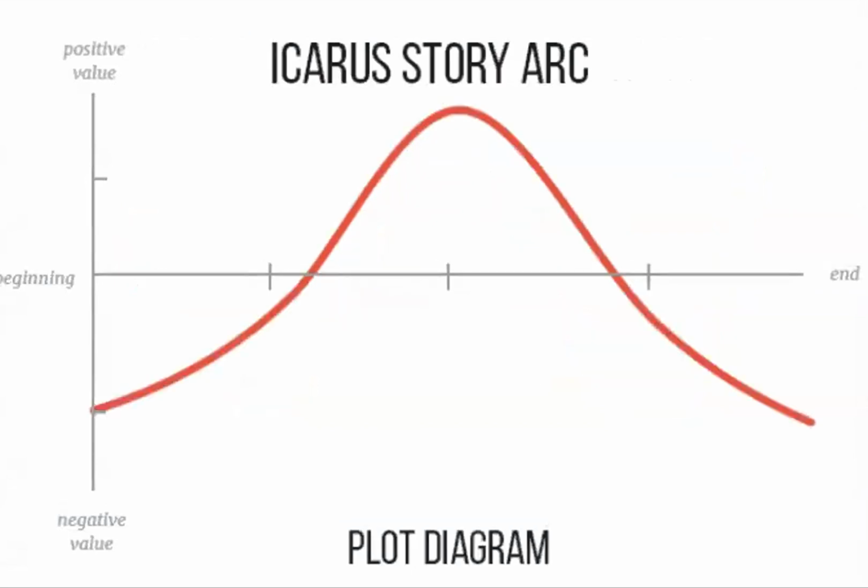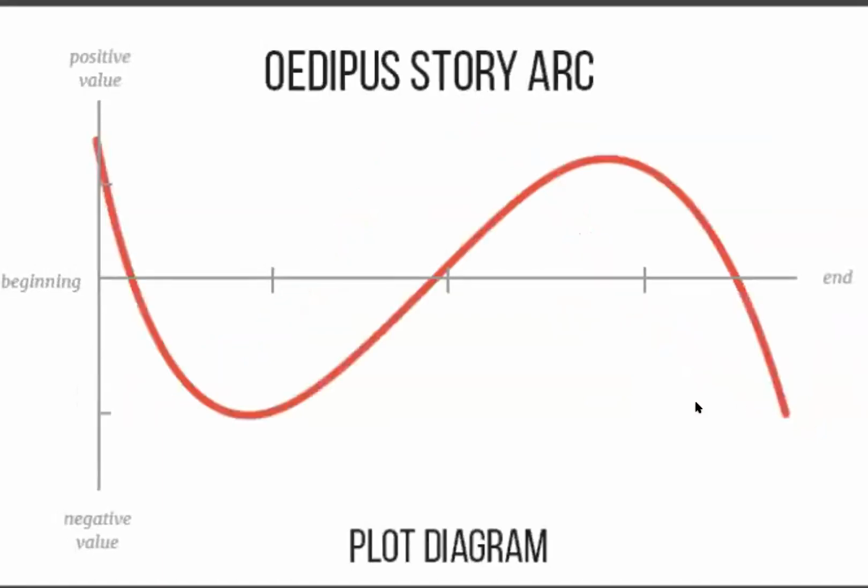The Icarus Arc is the classic tragic structure. Character starts out in a bad place as it relates to the value, and then things start improving, they get really good, and then there's a turning point, and then everything that was going well starts going very badly, and then they end tragically. Okay.